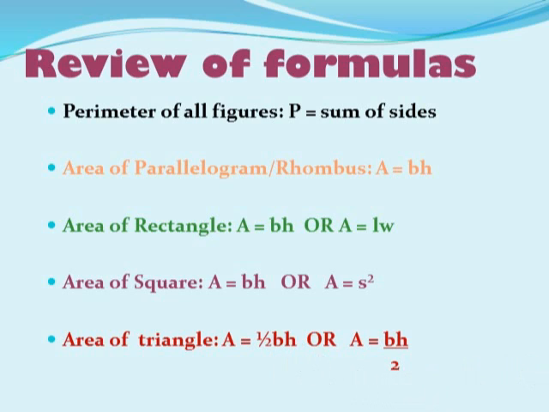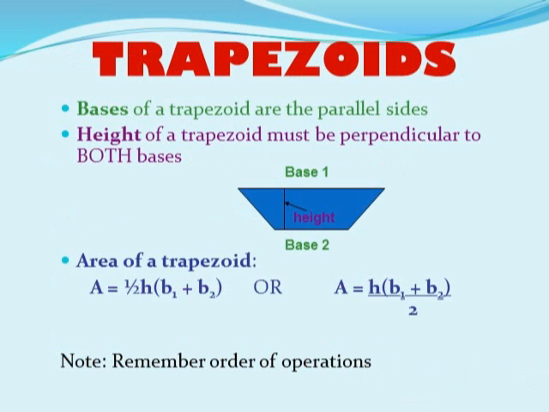So today we're going to introduce another shape, the trapezoid. The first thing you need to remember is what the bases of the trapezoid are. Remember, in a trapezoid there is only one pair of parallel sides. Those are your bases. And we actually have two bases in a trapezoid. The height is the perpendicular distance between the two. Usually that's shown with a dotted line.